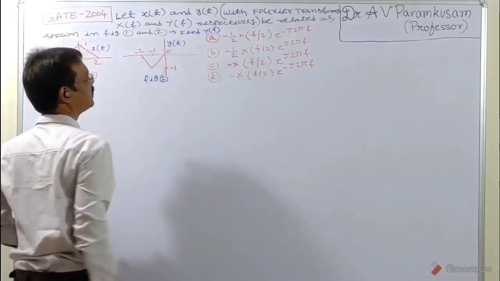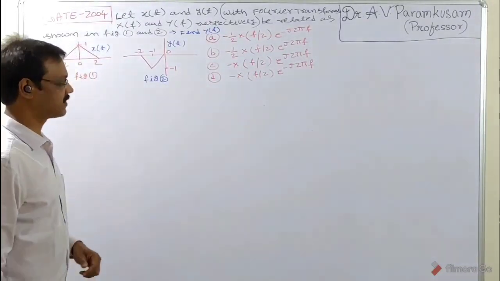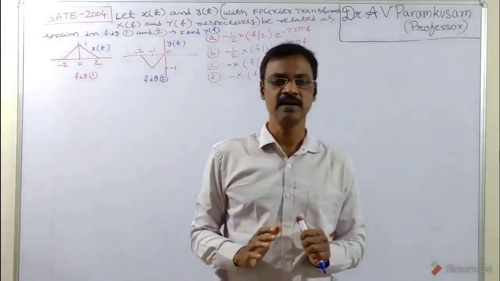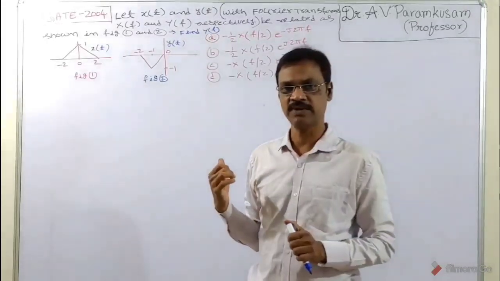Find y of f. The options are given by A, B, C, D. Let us solve this one. Just now we have discussed how, if x of t is given, you draw x of at plus b by using the shortcut method.